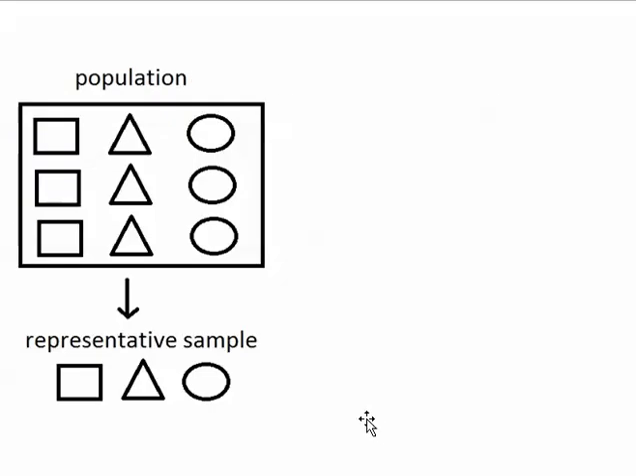In this diagram, this sample is perfectly representative of the population it came from. The population is 1/3 of each shape, and the sample is also 1/3 of each shape.